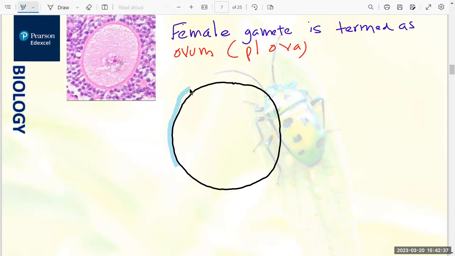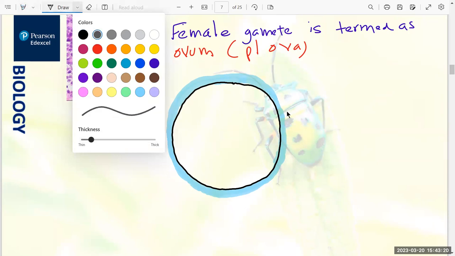Just outside of this cell membrane, there is another structure, just like this. So this outside structure, the blue color, consists mostly of proteins. And this layer is called zona pellucida.